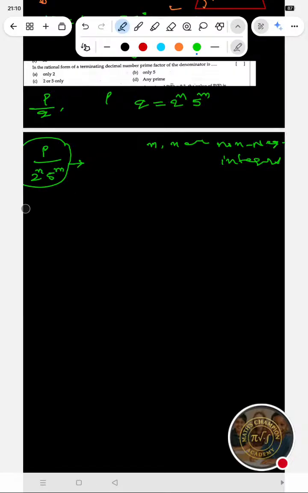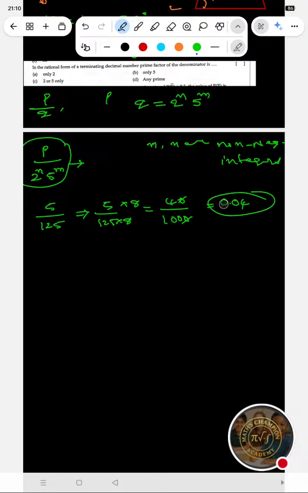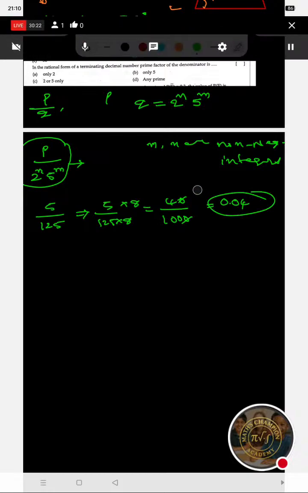For example, if 5 by 125 is given, we can also write this as 5 by 125 into 8. If we multiply numerator and denominator by 8, 5 eights are 40 by 1000 we are getting. So this 0 cancels, 4 by 100 means 0.04. It is a terminating decimal. So our answer is 0.04, for example. So the denominator should have both 2 and 5.